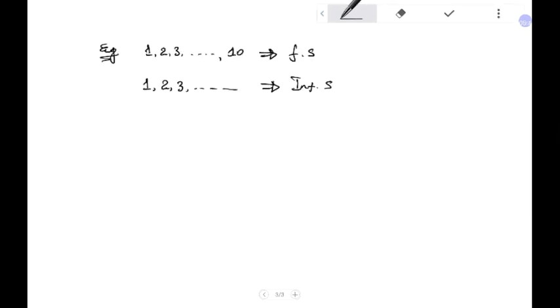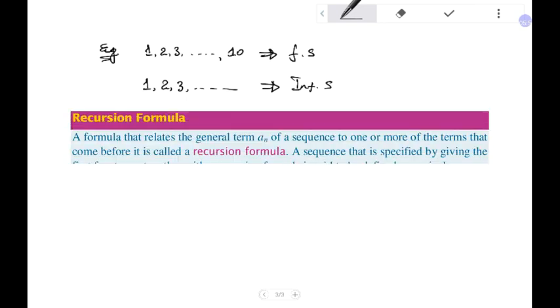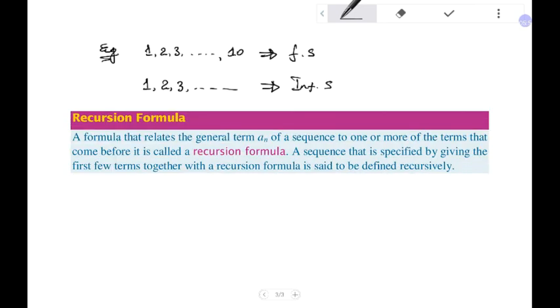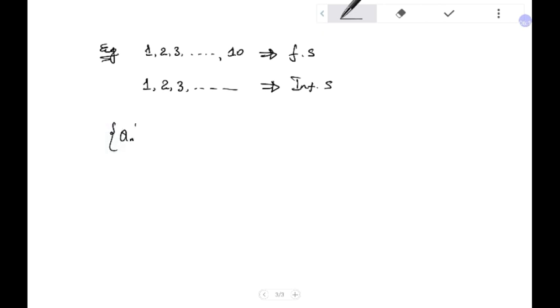Sequence defined using a recurrence relation. A recurrence formula is a formula that relates the general term an of a sequence to one or more of the terms that came before. For example, a sequence an is given, which is defined recursively.